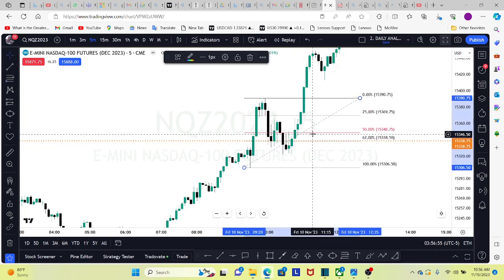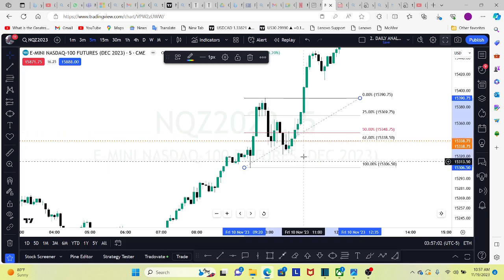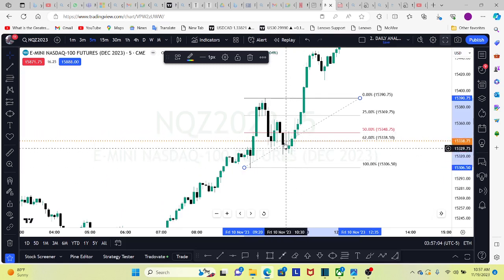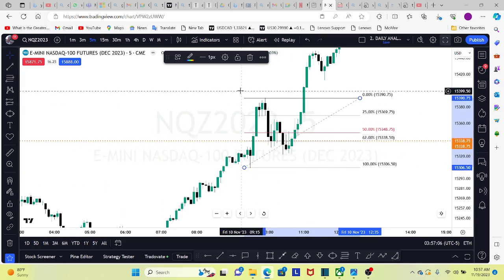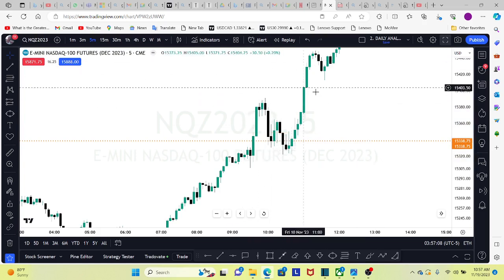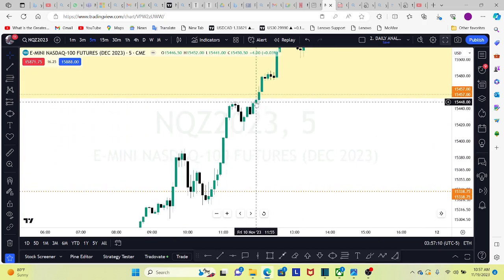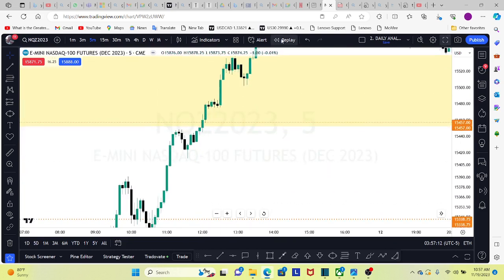There we have 50%. Below 50%. This is the fair value gap. I don't have other areas of OTE. This as well is an OTE entry right there. AM session targeting the high, going higher. It went even very high.